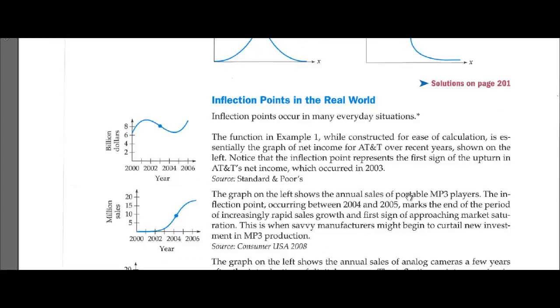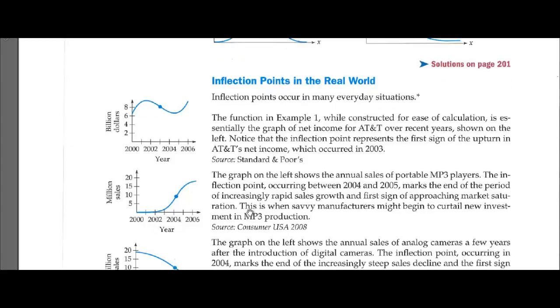The graph on the left shows the annual sales of portable MP3 players. Let's see what's happening here. This is millions of sales. You can see it starts off pretty slow, but then in 2002 it takes off. The sales of portable MP3 players just shoot way up. And then right after 2004, before 2005, we see it starting to slow down, and it gets really slow.